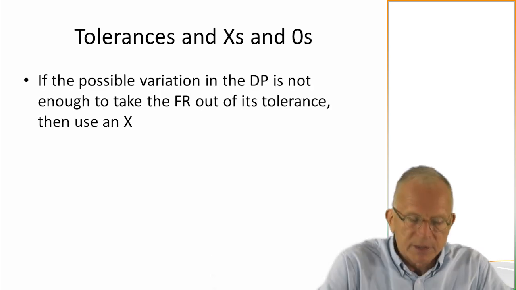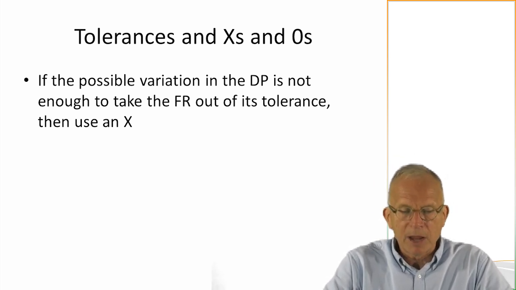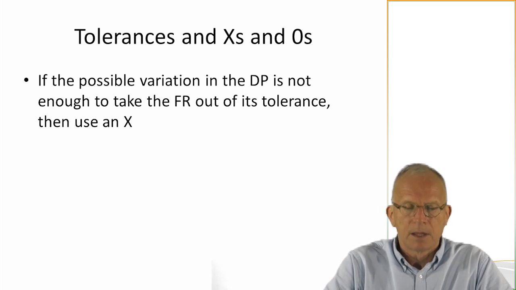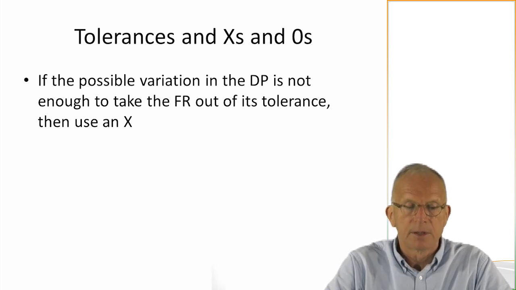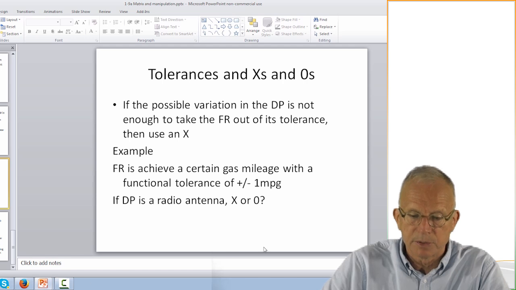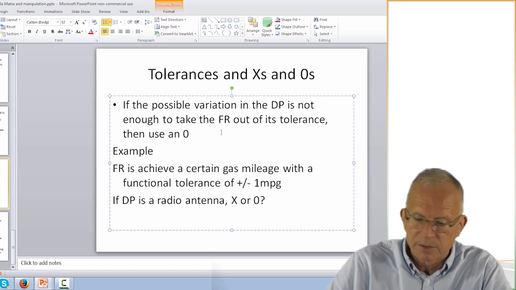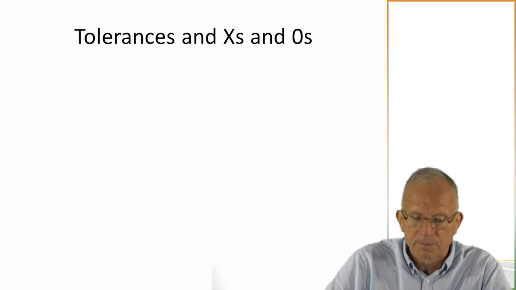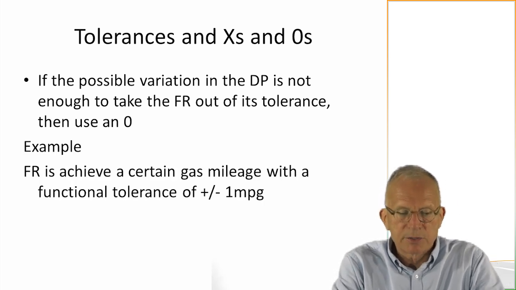So I've alluded to the tolerances a few times. So it's possible that the variation that we might see in a DP in the use of this design won't be enough to take some FR out of tolerance. And then we would not use an X, we would use a 0. So if the DP is not enough to take it out, we use a 0.